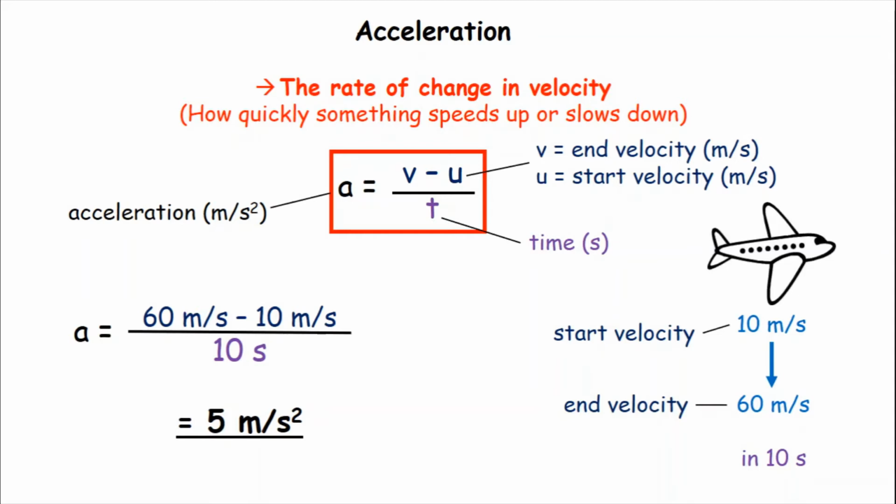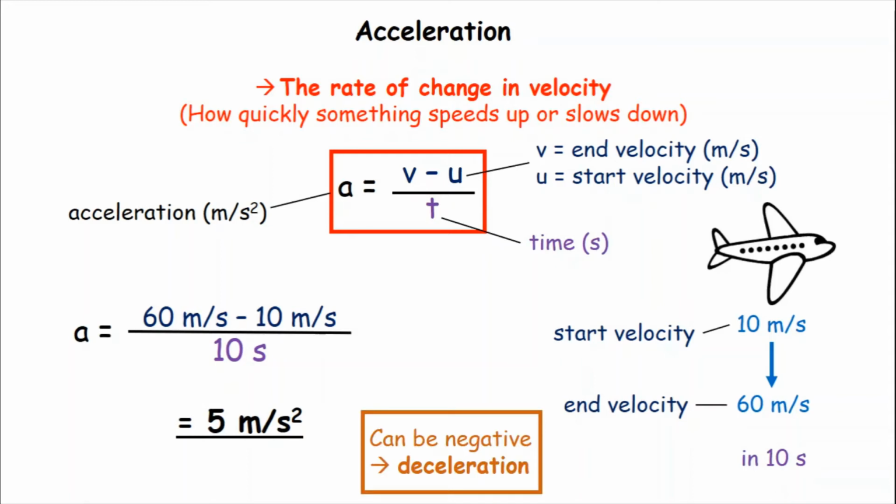It is important to remember that acceleration is a vector, which means that it has direction. So acceleration can also be negative, and a negative acceleration means that we have a deceleration and the object is slowing down.